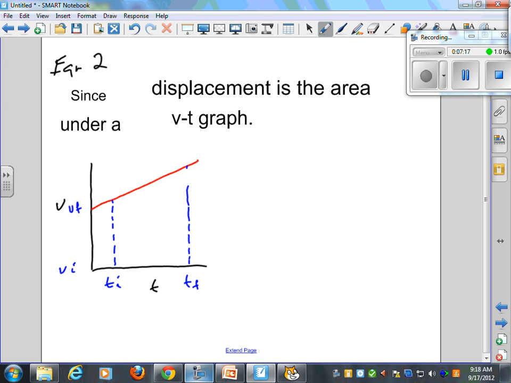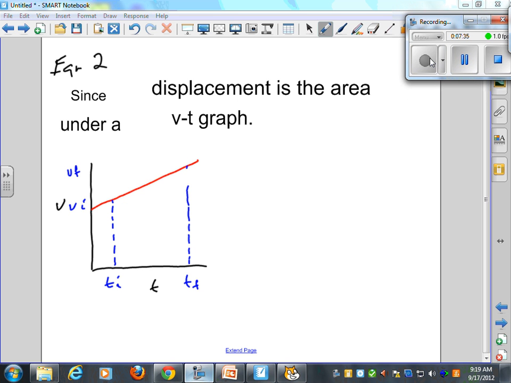Hold on a second. Yeah, it's all right. Mr. Bennett. I knew I was messing up, but at least I knew I made a mistake. Yeah, that's the initial velocity there. That's the final. I apologize.